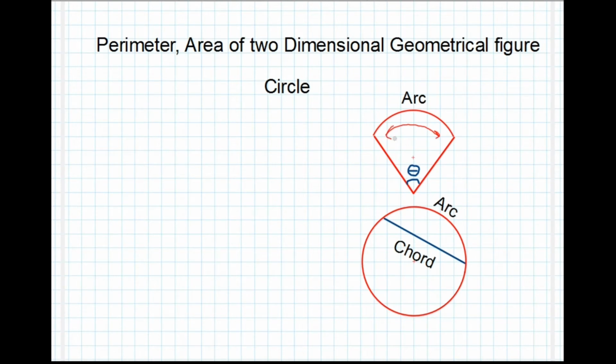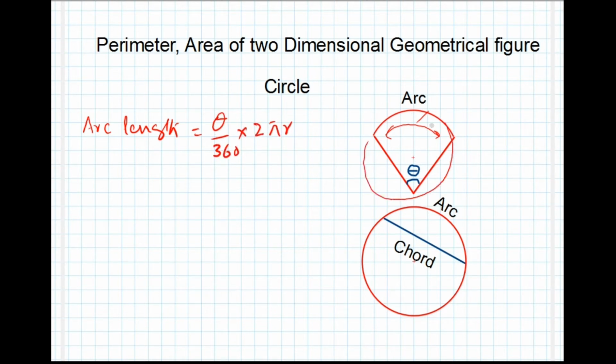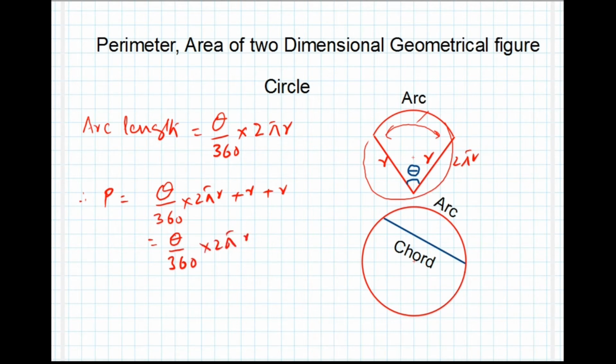Arc length is equal to theta upon 360 multiplied by 2 pi r. So perimeter is equal to theta upon 360 multiplied by 2 pi r plus r plus r. Therefore, perimeter is equal to theta upon 360 multiplied by 2 pi r plus 2r.